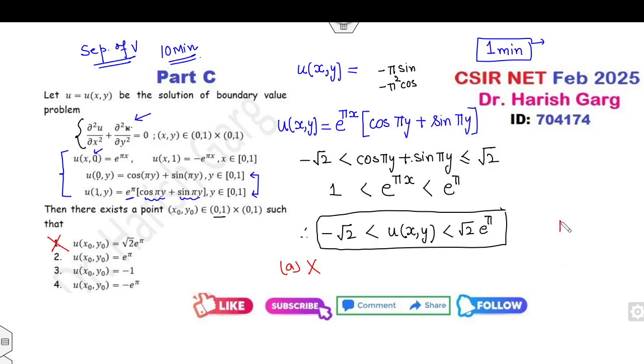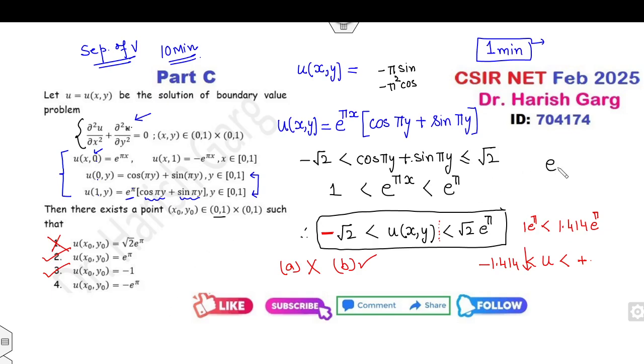Yes, because this number is 1.414 e raised to power pi, and definitely 1 e raised to power pi is less than, so it will lie somewhere here. It's a negative. So that means B option is the correct option. Minus of 1: this number is minus 1.414, it is less than u. This number will be greater than, it is a positive number. So definitely minus 1 lies in between them. It is also satisfied. Minus e raised to power pi.